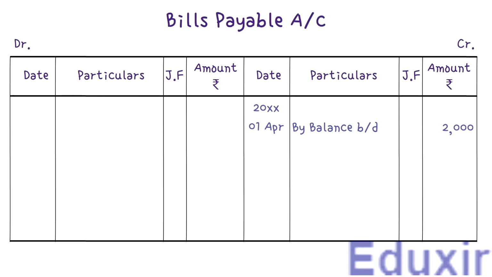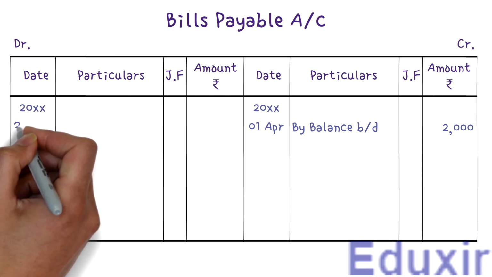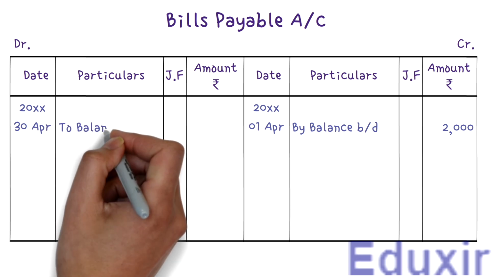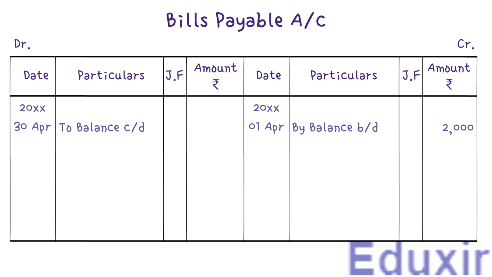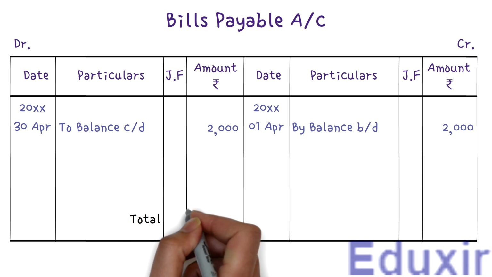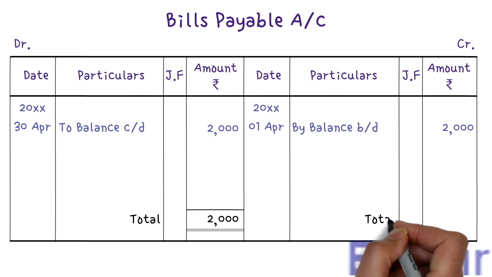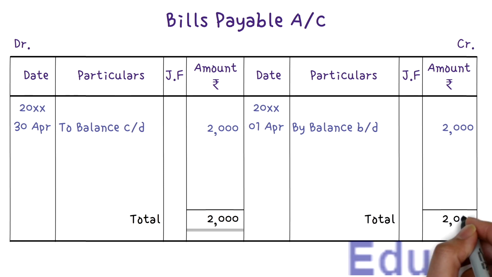Let us now take up bills payable account. As there are no entries on the debit side, the entire credit balance of 2000 rupees needs to be carried down. As this is the first entry on the debit side, let us first write the year and then let us write the date as the last day of the month. Let us then write to balance carried down in the particulars column. Let us then write 2000 rupees in the debit amount column. Now the total on the debit side is 2000 rupees. And the total on the credit side is 2000 rupees. So now the bills payable account is balanced.